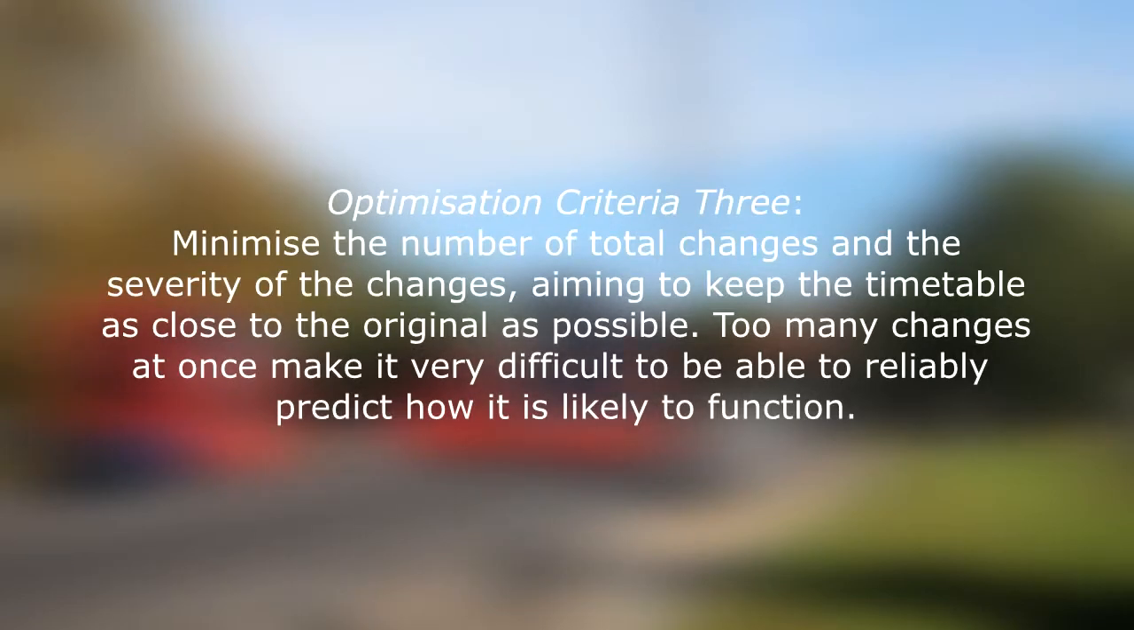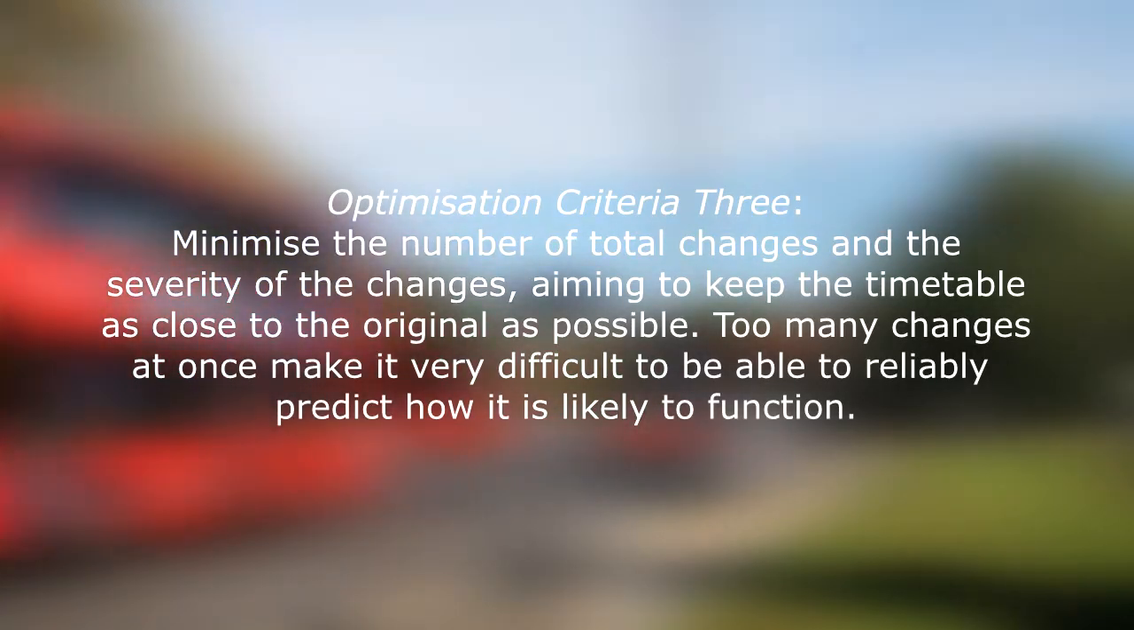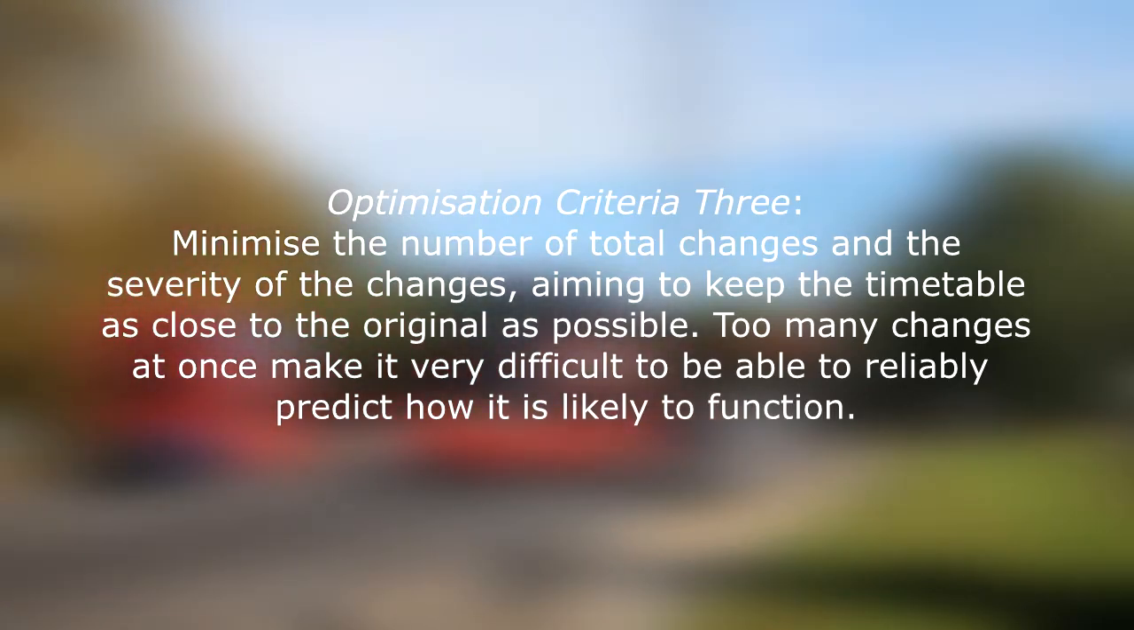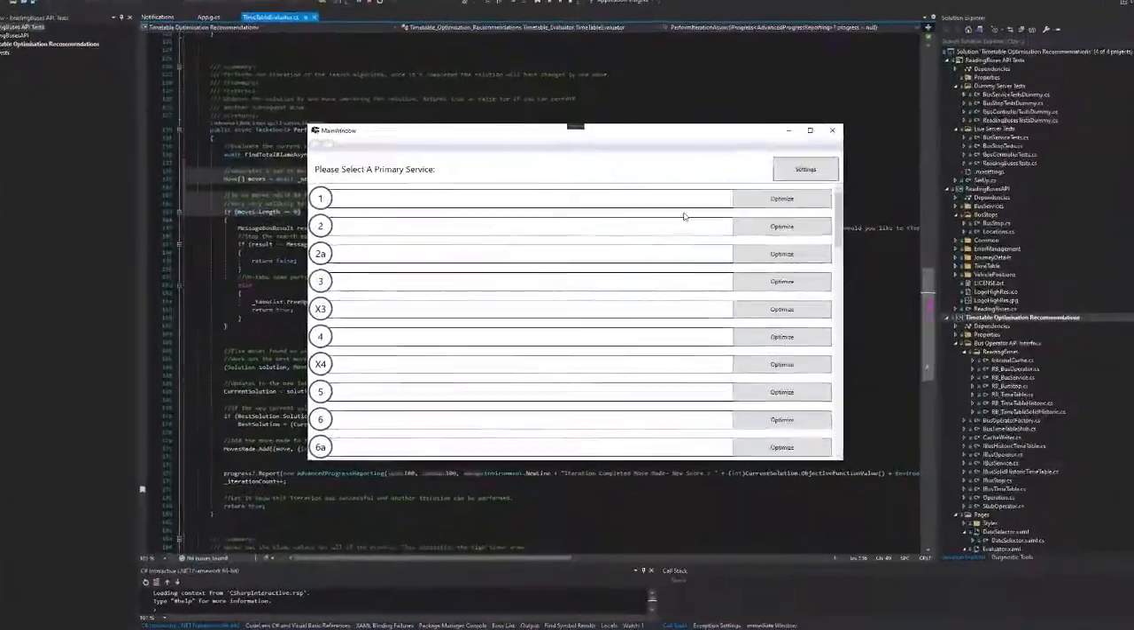The third optimization criteria is to minimize the total number of changes. Too many changes at once makes it difficult to reliably predict how the timetable would likely behave in the real world. Here is the first screen of the program.